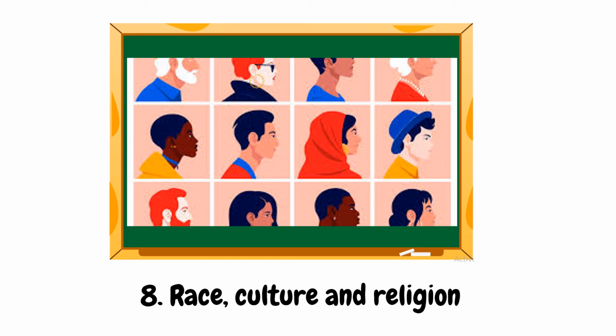Number 8, race, culture, and religion. As teachers, we need to be careful not to make assumptions about the learners we teach based on race, culture, and religion. Many urban schools are made up of learners from different parts of South Africa, and the world, creating classroom environments rich in racial, cultural, and religious diversity. This creates a wonderful opportunity for learning about different cultures and experiences and how to create an accepting classroom environment.